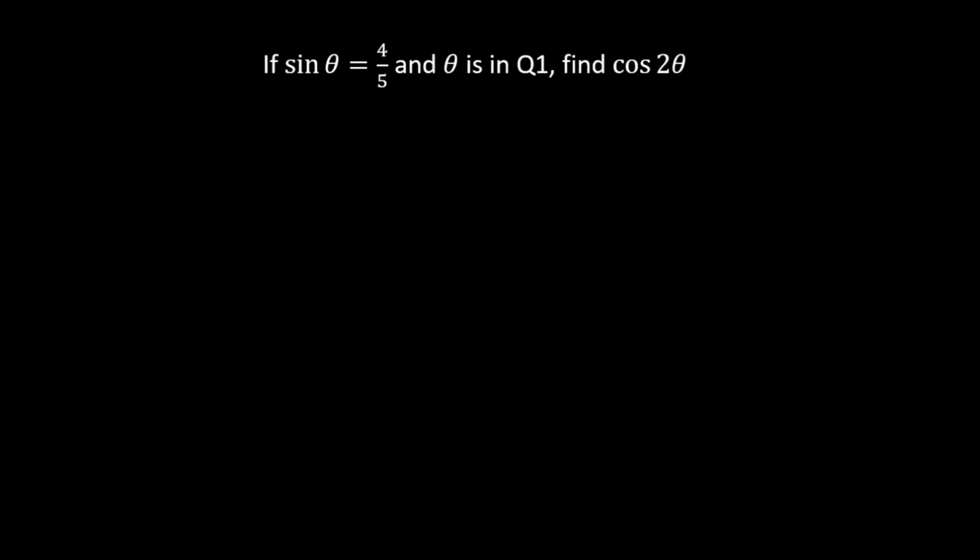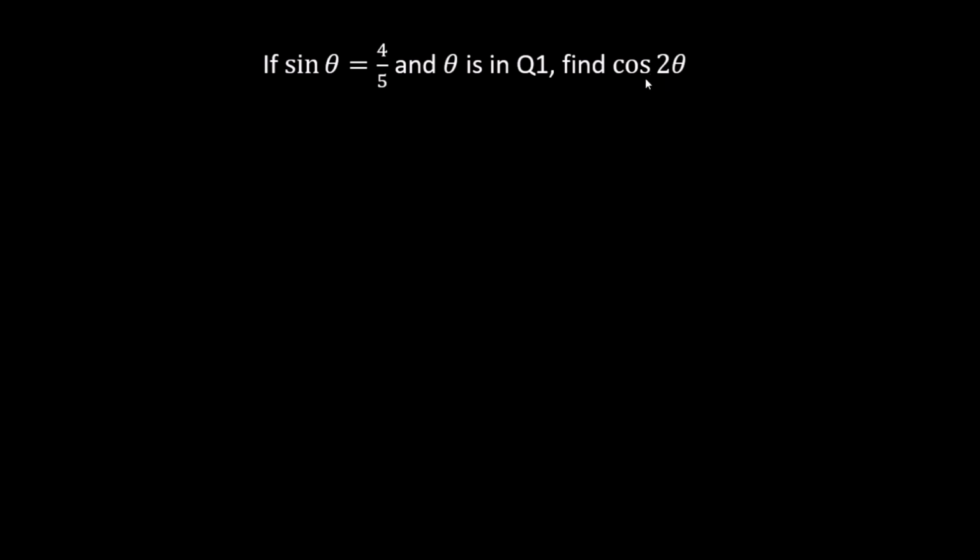So here's our first example. If the sine of theta equals 4/5 and theta is in quadrant 1, find the cosine of 2 theta. So this looks very similar to our sum and difference problems. The only difference is what it's asking us to find. We need to find the cosine of 2 theta. Well, that's double theta, which tells me I need to look at my double angle formulas.